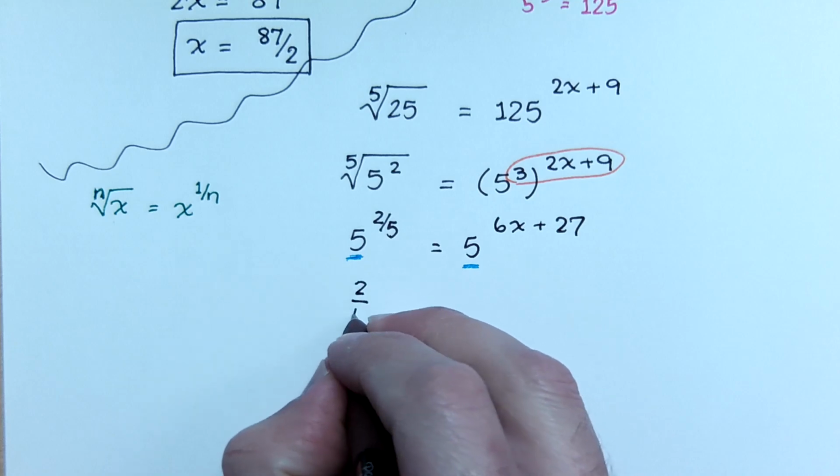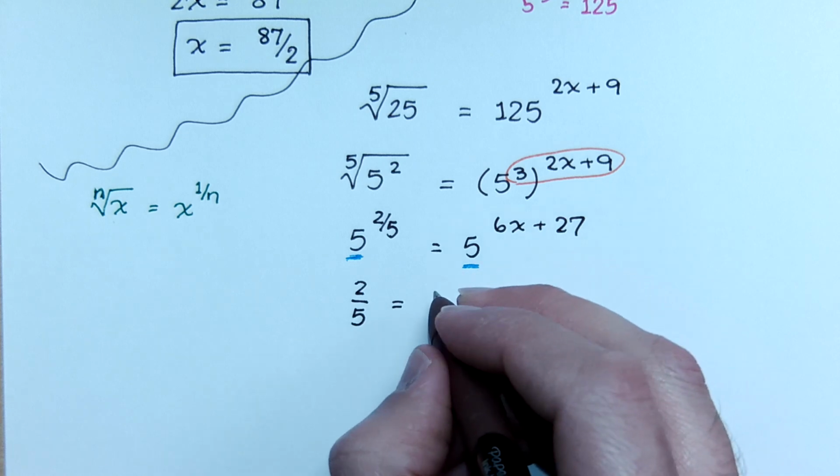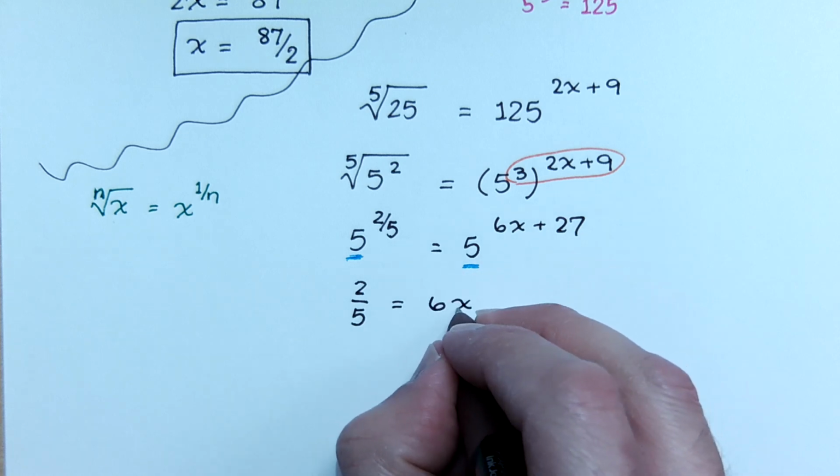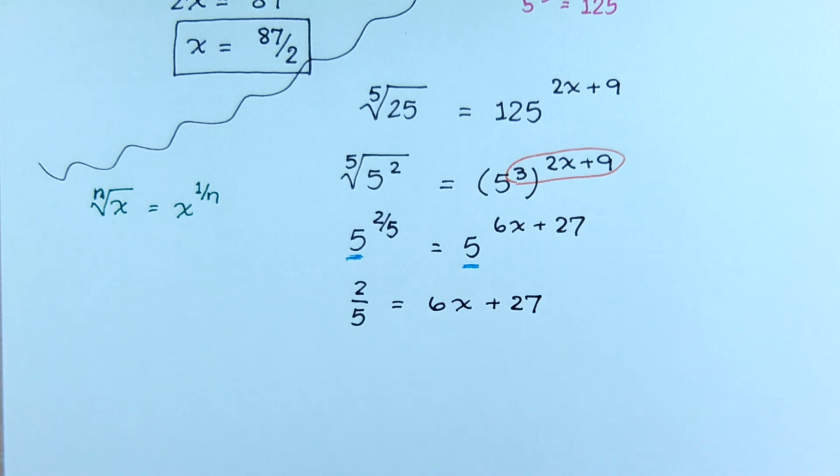Right, so since we have the bases to be equal, that means the powers must also be equal. So 2 over 5 is equal to 6x plus 27. There shouldn't be a problem finishing this, and I guarantee that you will see something like this on your next exam. The easiest way to handle this is to clear out the fractions.